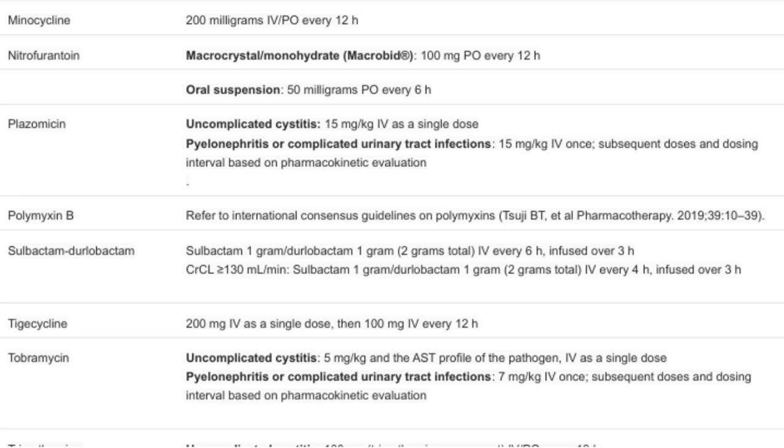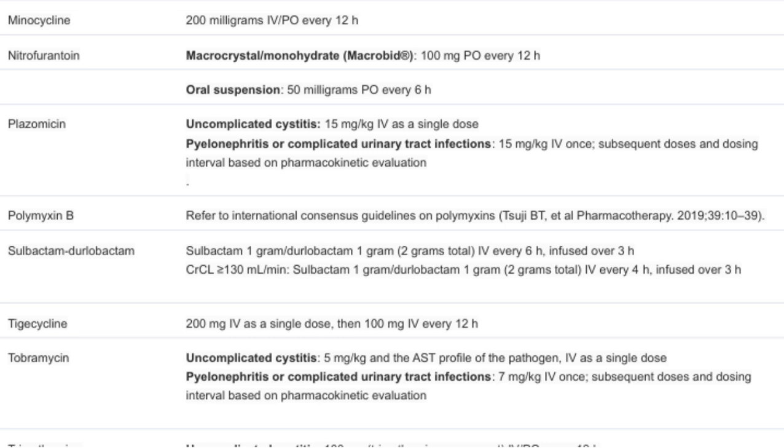For sulbactam-durlobactam, the standard dosing is 1 gram of each component every 6 hours, infused over 3 hours. However, if a patient has a creatinine clearance of 130 ml per minute or more, the regimen shifts to every 4 hours, still infused over 3 hours, to account for faster clearance. Tigecycline starts with a 200 milligram IV loading dose, followed by 100 milligrams every 12 hours. This helps maintain effective levels for serious infections.